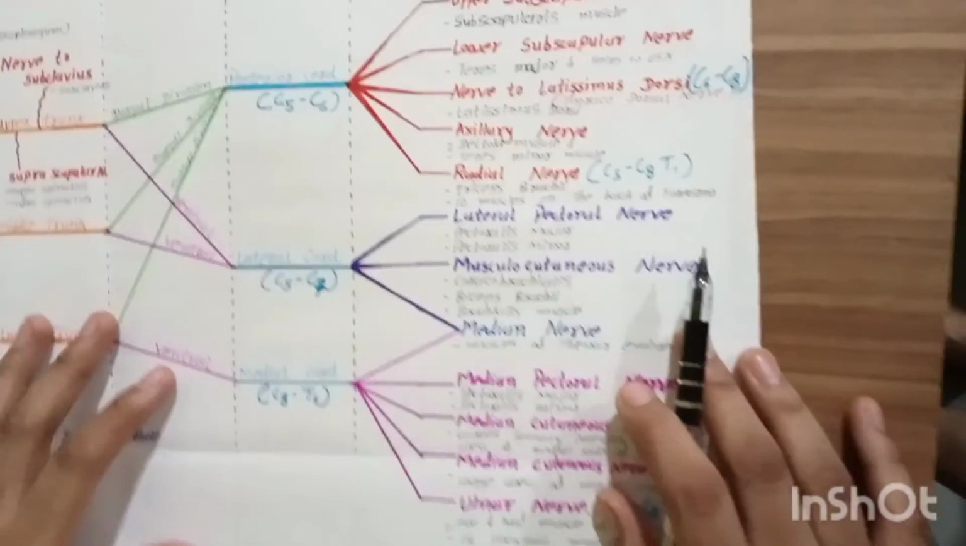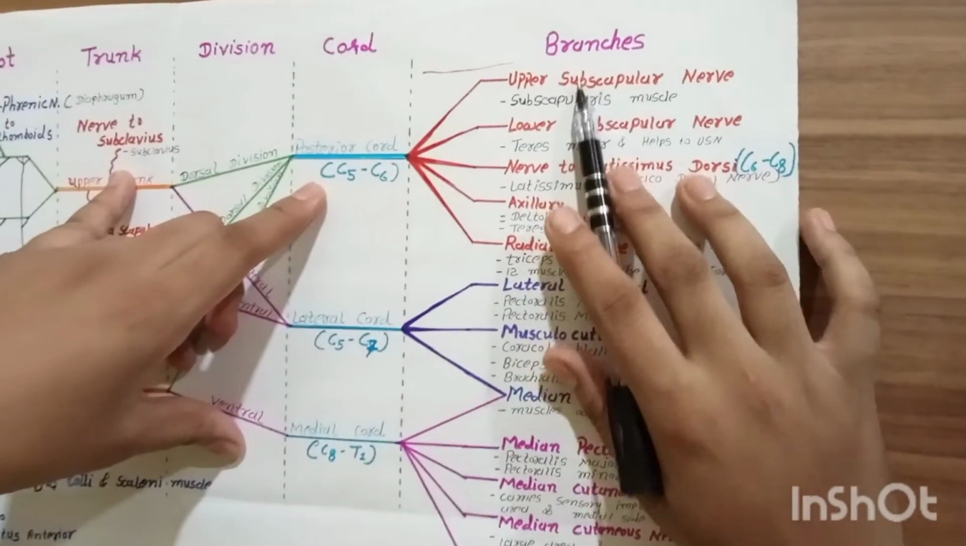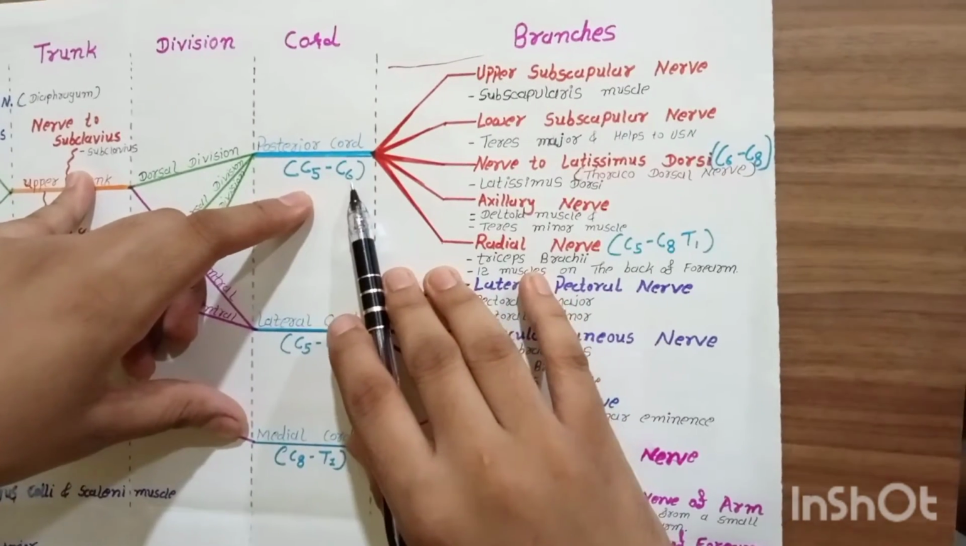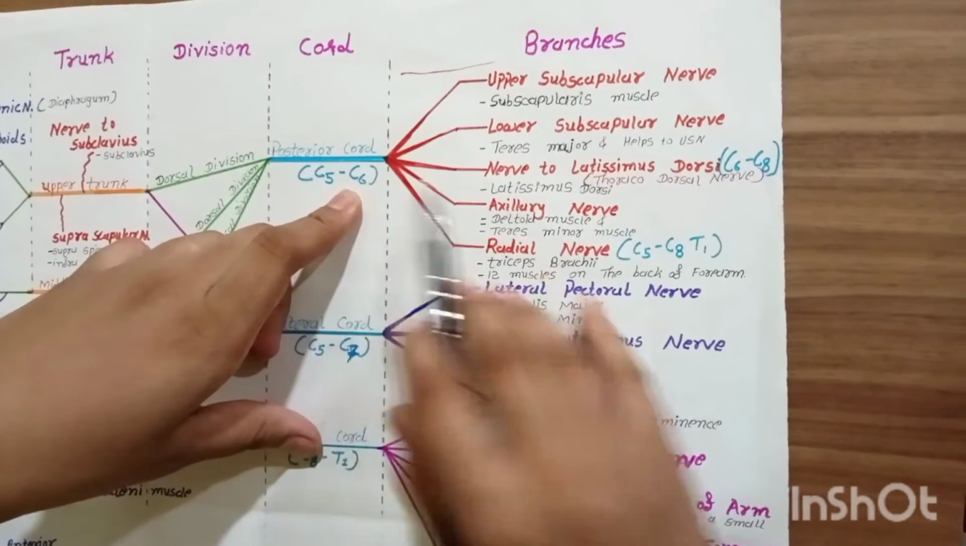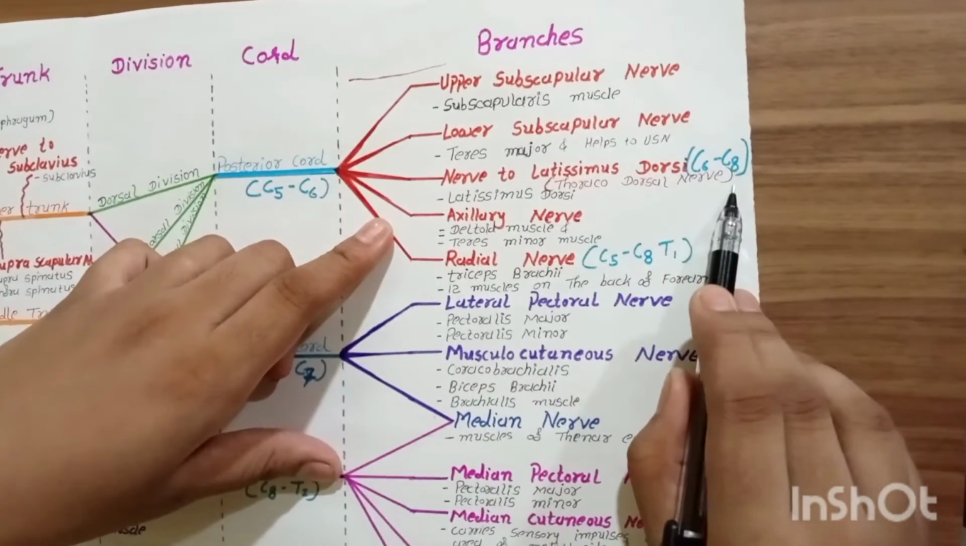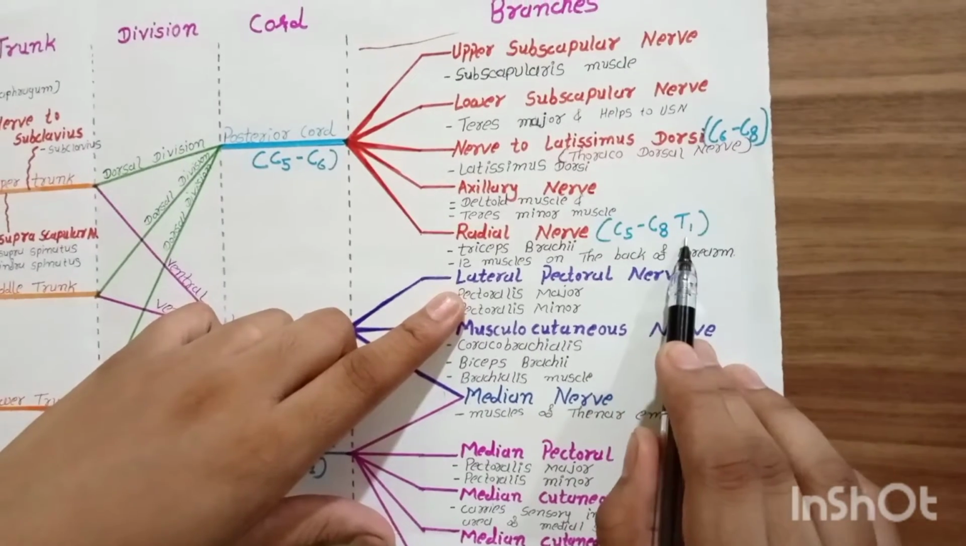Now we are discussing the root value of these branches. All these branches of the posterior cord have C5 and C6 root value, but there is an exception. Latissimus dorsi has C6 and C8 root value, and the radial nerve has C5, C8 and T1 root value.